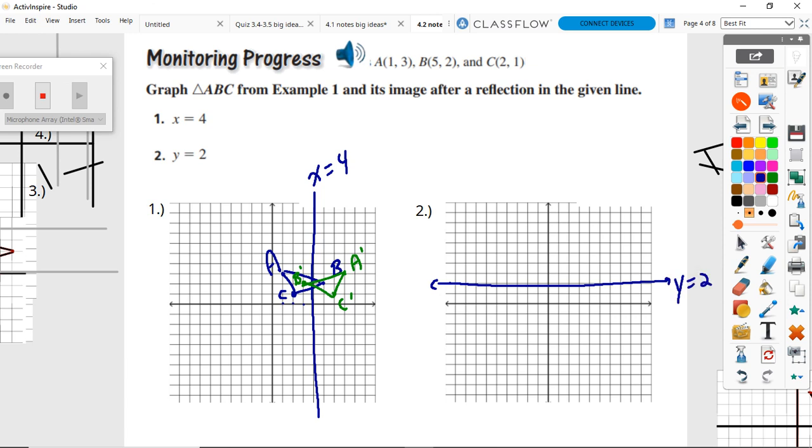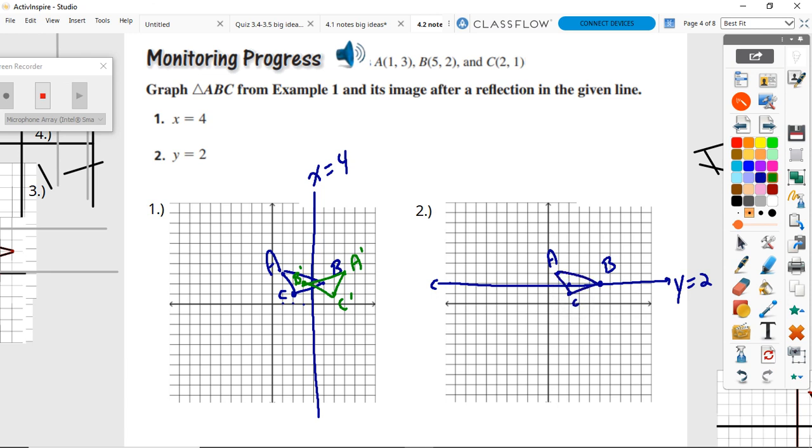One, 3. There's A. B is at 5, 2. And C is at 2, 1. Oops. So there's the original triangle.